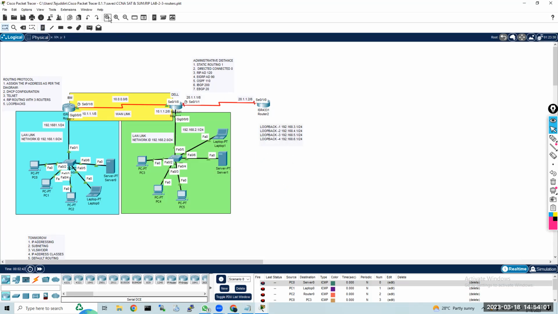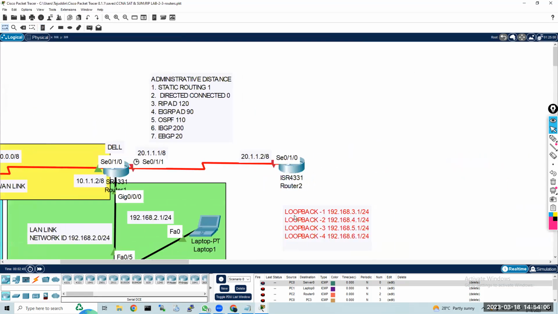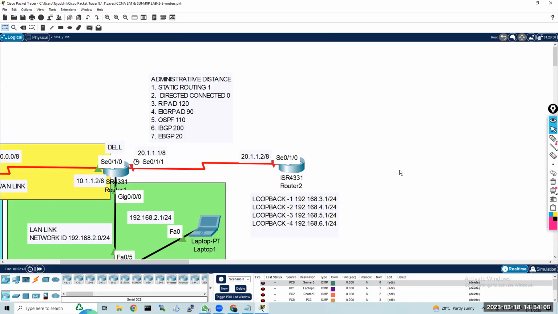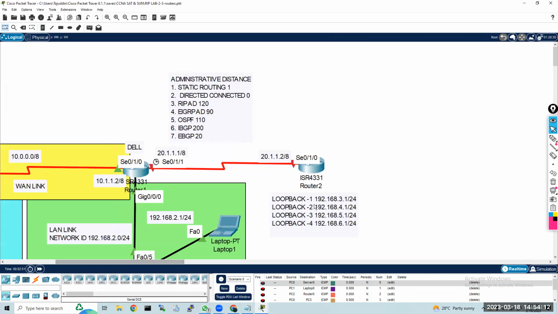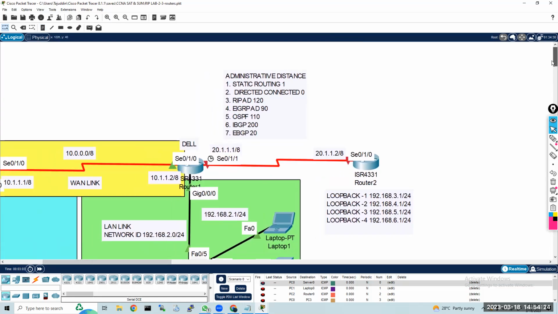Okay, so I'm not going to. These are the loopbacks that are running here. We can consider this as a loopback. Just we are using the loopback 1, 2, 3, 4, 3.1, 4.1, 5.1, 6.1. Okay, so guys, please pay some attention. This is quite a useful lab.